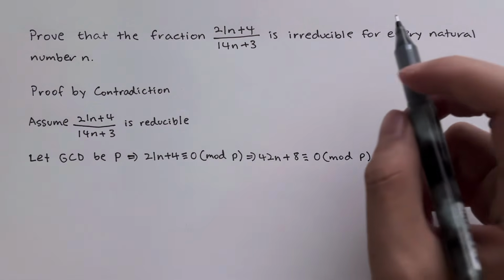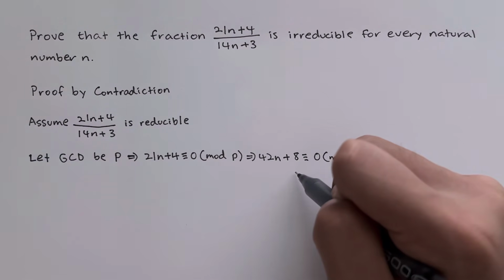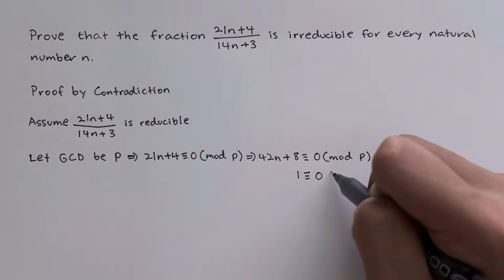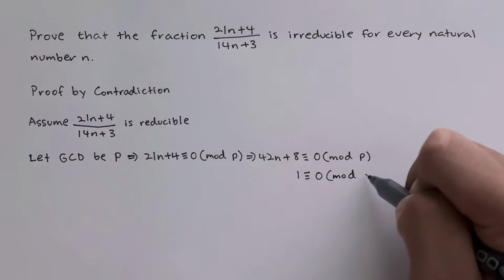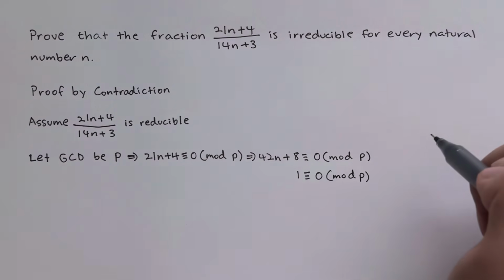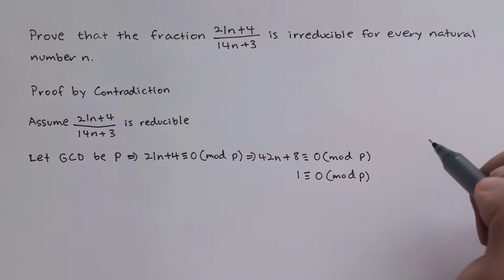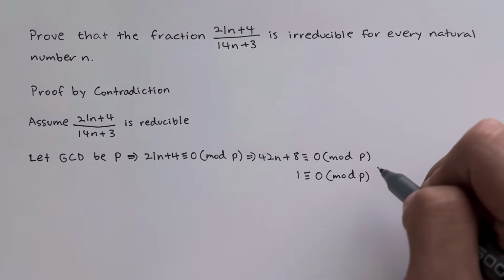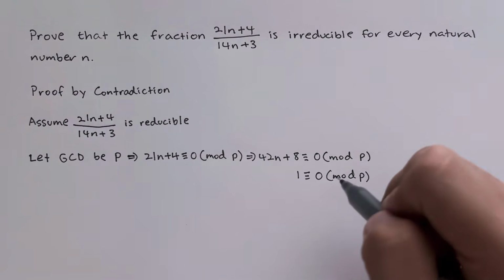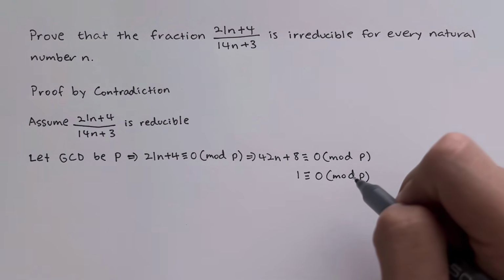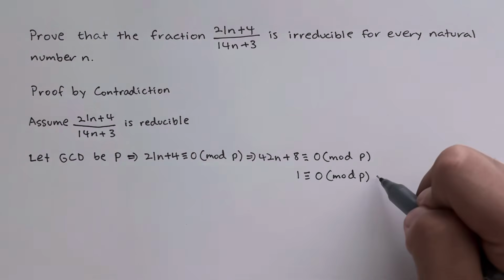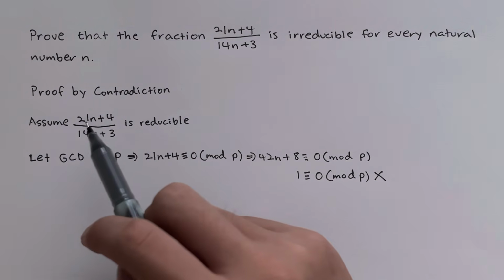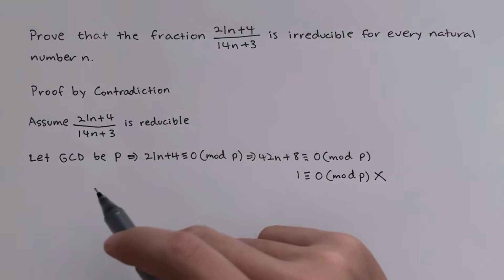So then we'll get 1 congruent to 0 mod p. Now this is clearly absurd, because it is impossible for 1 to be congruent to 0 mod p, because that would mean that 1 divided by p is congruent to 0. So this contradicts and proves that our initial assumption was incorrect.